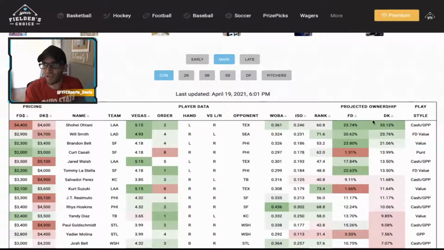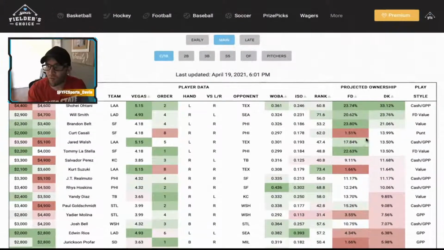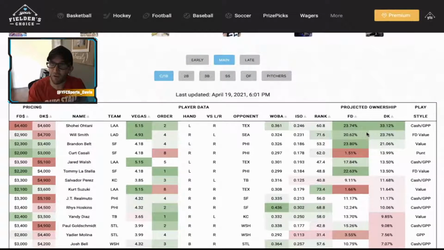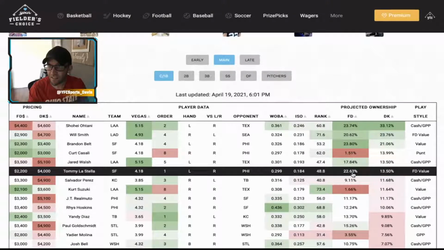So that's what we're looking at here, projected ownership. On FanDuel, pricing's a little bit different. So we've got Ohtani, we've got Brandon Belt's near minimum price. We've got Tommy LaStella leading off at 2.2K. He's very affordable. So that's why we're seeing here, he comes in projected high ownership.